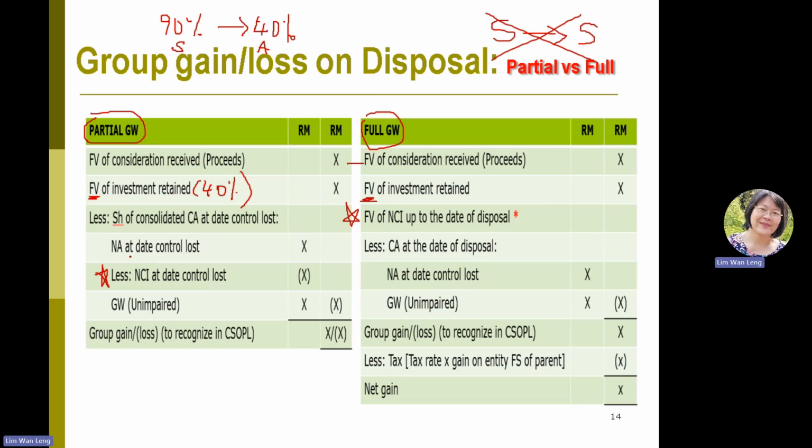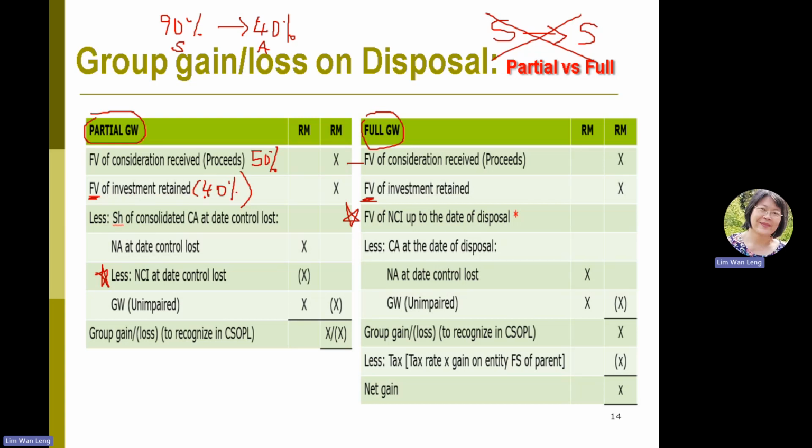Okay? So in other words, you are going to compare how much you have, because this one will be what? The proceeds that you receive because you sold off the 50%. Agree or not? You sell off the 50%. At first you have 90, you sell off the 50, now you got 40. So 50% at the market value now, which means already at fair value. Then fair value of the investment retained.